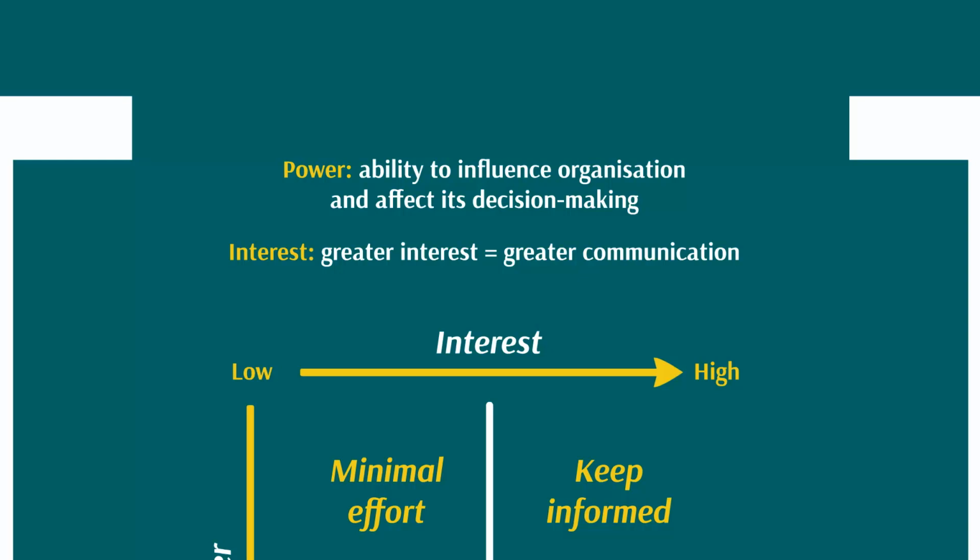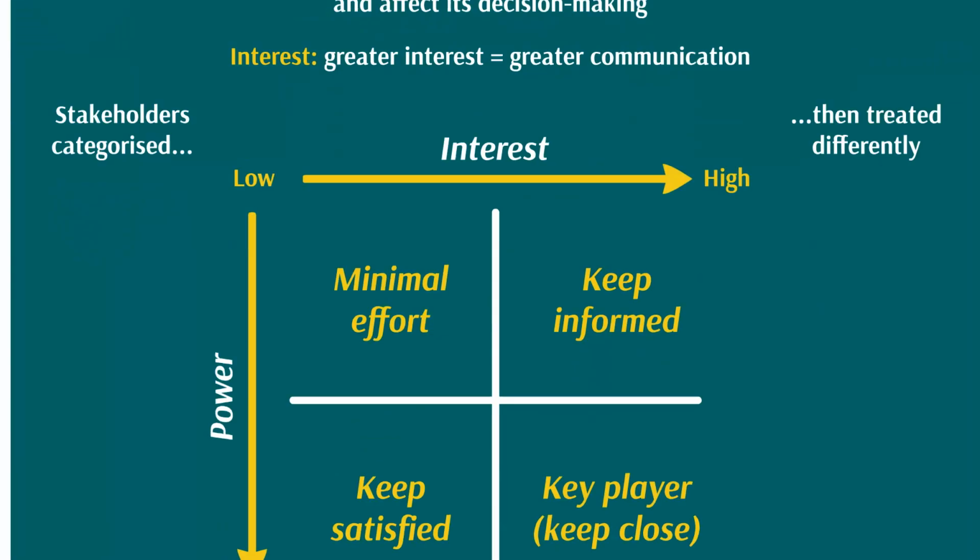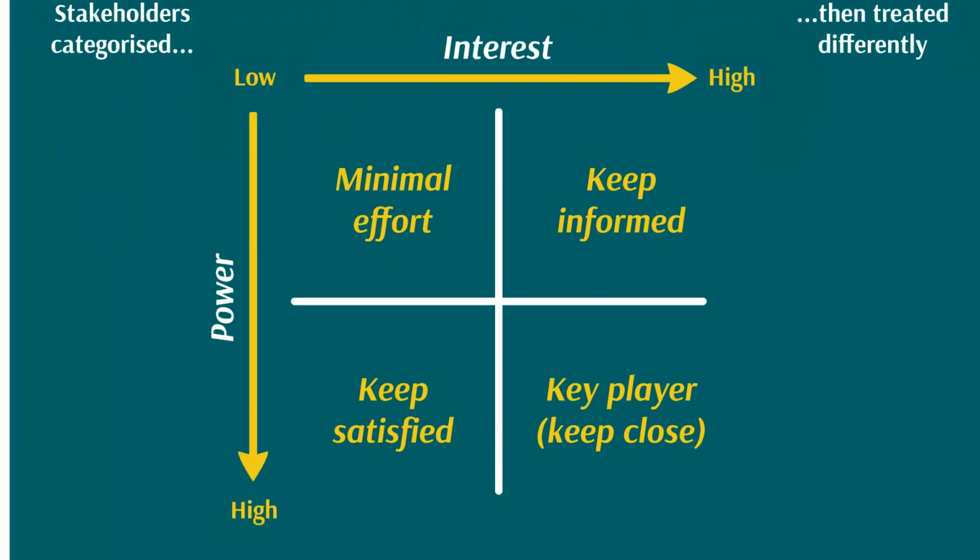And so by using those two criteria, the stakeholders are categorized to minimal effort or keep informed or one of the quadrants, and then treated differently depending on where they feature on the matrix. So let's go and have a look at these four quadrants in more detail. And we're going to start with minimal effort, because this is where, as you can see, stakeholders have a low interest and low power in the business.